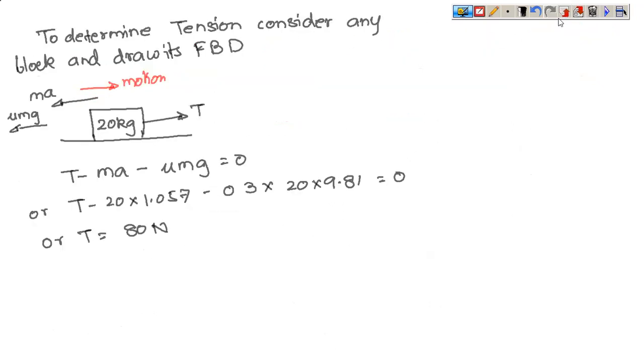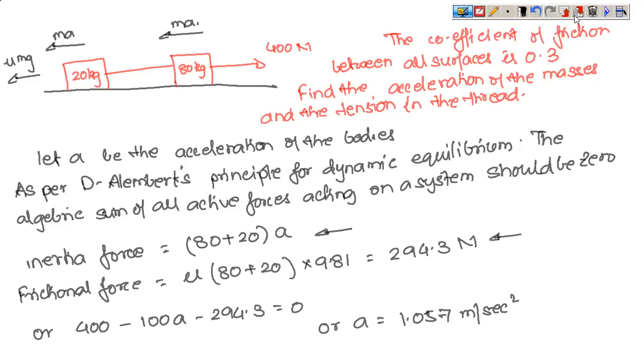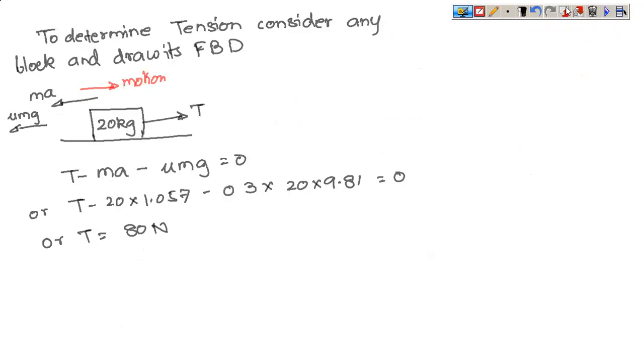Now, to determine the tension, because the other part of the problem is to find the acceleration of the masses, which you have found out as 1.057, and the tension in the thread. So to find out the tension in the thread, you can take any block. If you solve using any block, because now you are aware of the value of acceleration, you can take any block for solving the problem. So let us take the 20 kg block.